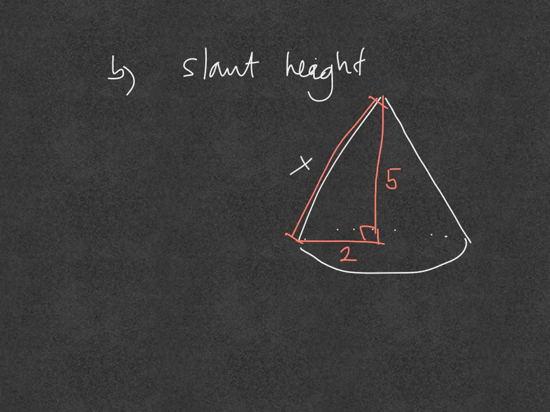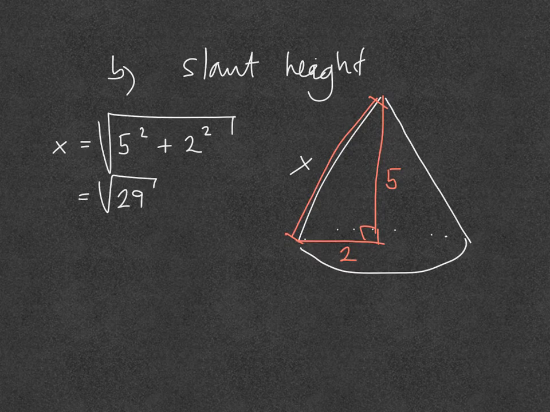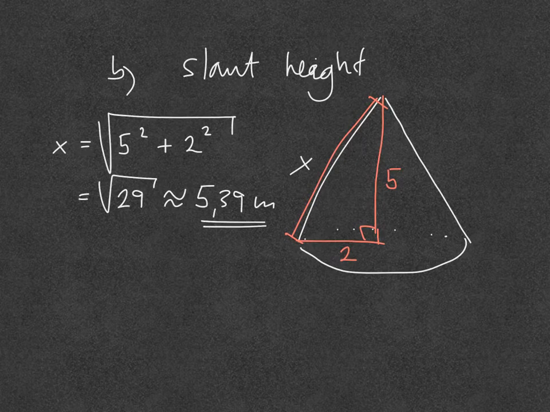So if this is x, then x equals square root of 5 squared plus 2 squared, which is the square root of 29, or approximately 5.39 meters. Now, C is a little bit more complicated.